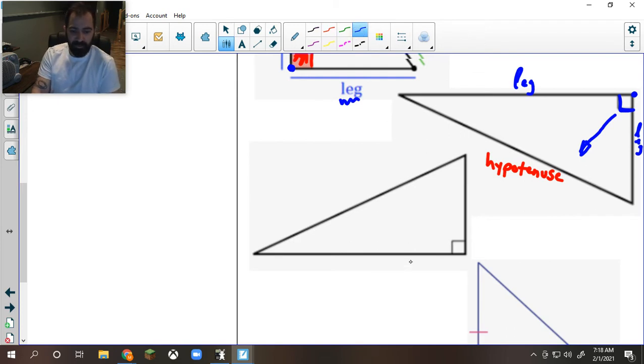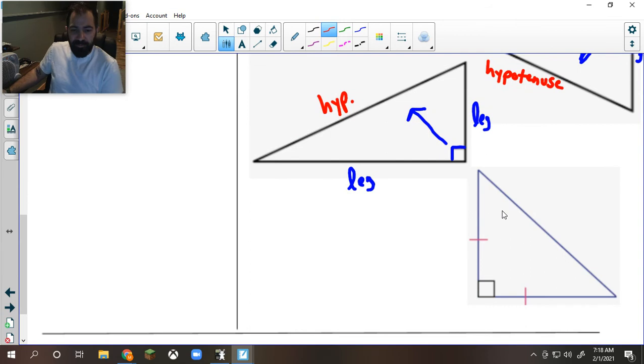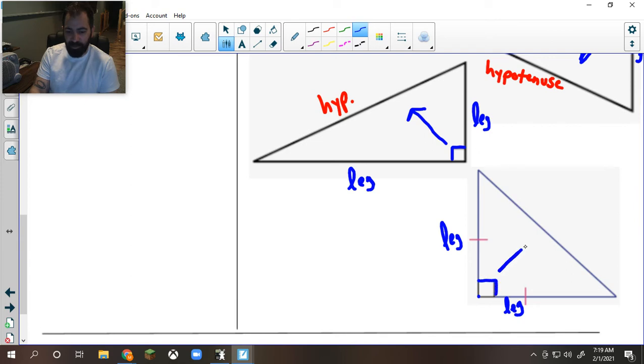Same thing over here. Our leg touches the other leg, creates our right angle, and directly across from that is your hypotenuse. I'm not going to spell the whole thing out every time. And then our last one on this page, again, just to help us identify, we have a leg, connects with another leg, creates a right angle, and directly across from that is your hypotenuse.